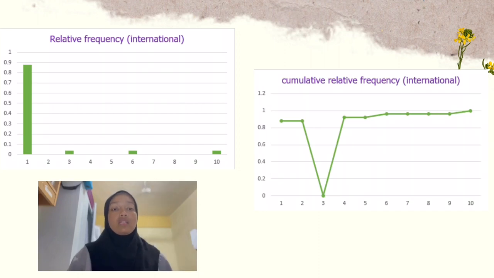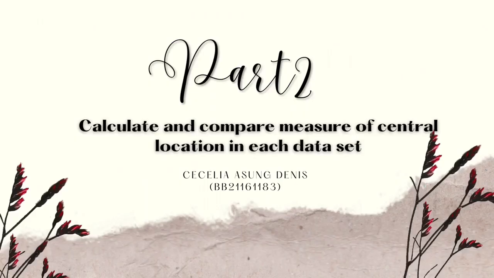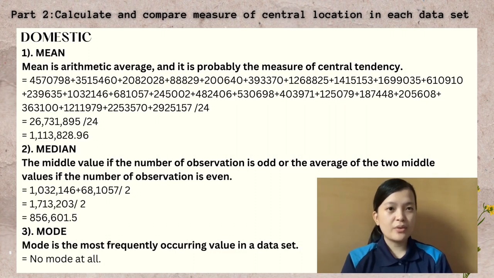All the data that we have tabulated just now, we transfer into the histogram and also distribution plot to give a very clear graphical view so that people can see clearly the data from the table. The question for part 2 is to calculate and compare the measure of central location of each dataset. Measure of central location is mean, median, and mode.